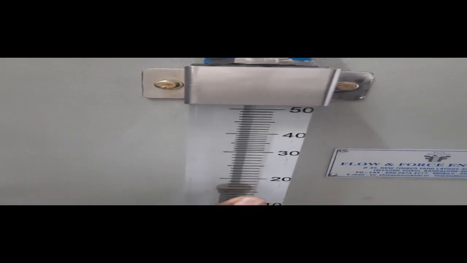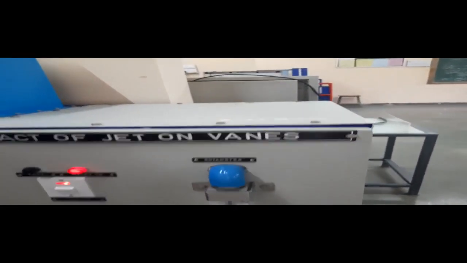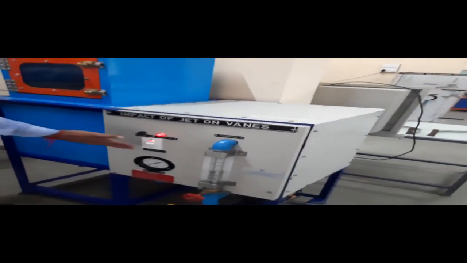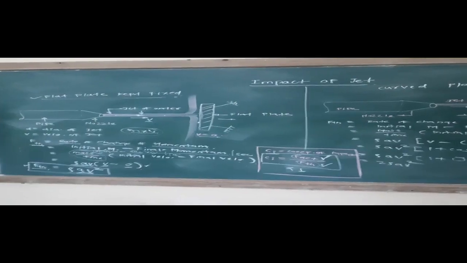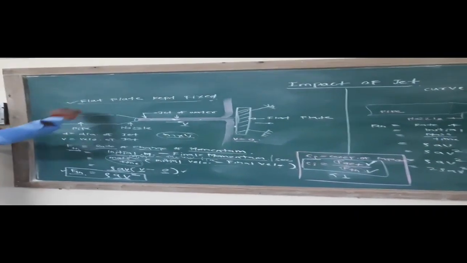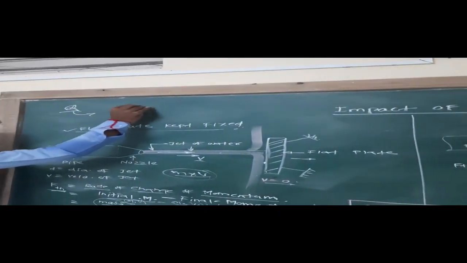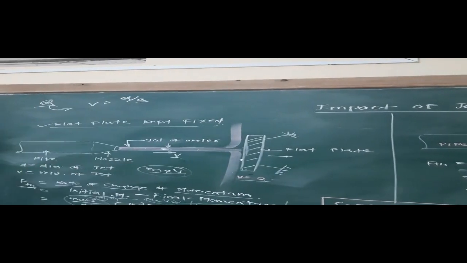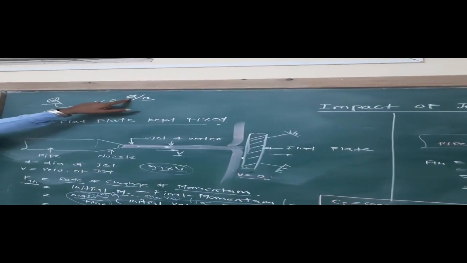Once you note down this reading, you can simply calculate velocity by dividing by the area of the jet. This is our total experiment. All other calculations you can carry out. So what we have recorded, we have measured Q. By using this Q, you can simply calculate velocity, which is given by Q upon A, where this A is the area of the jet, and this Q is what we have measured by using the rotameter.